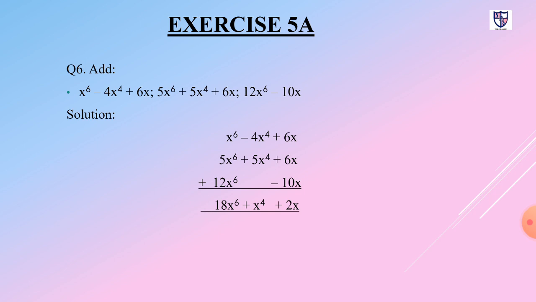Minus 4x^4 plus 5x^4. Here we again have two different signs. We subtract 4 from 5. Then we get x to the power 4. For x^6, 1x^6 plus 5x^6 plus 12x^6, they all have positive signs, so we have to add them. 1 plus 5 is equal to 6, and 6 plus 12 is equal to 18x^6.